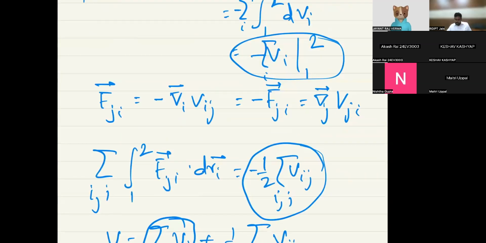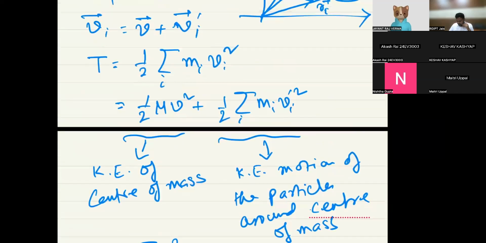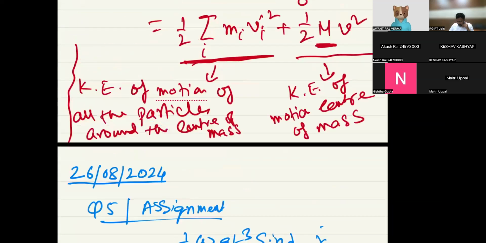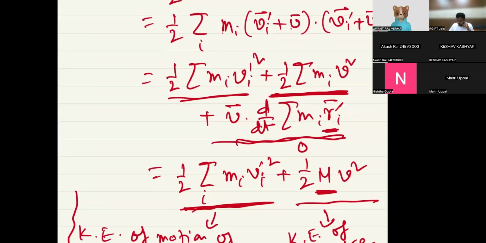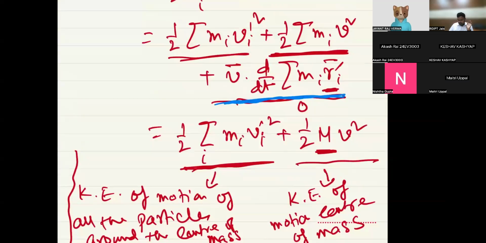I'll give you one or two assignment problems from this system of particles. One problem will be from the last lecture. Someone asked why this term is 0. I'll give you one assignment where you have to specifically show why this term is 0. If you can find out why this is 0, then only you will be able to solve that assignment.